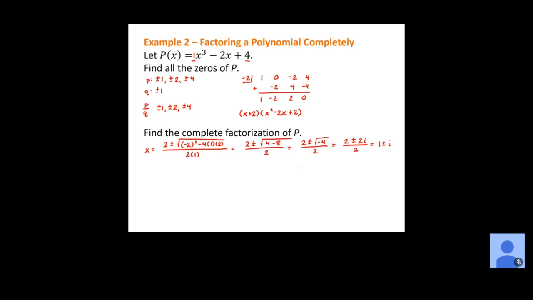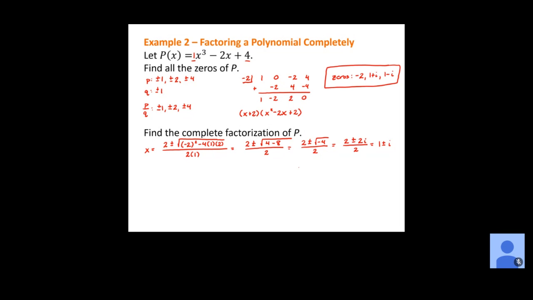So now in terms of our zeros, we know that negative 2 worked, and now we have 1 plus i and 1 minus i. So that gives us our list of zeros for this polynomial now.